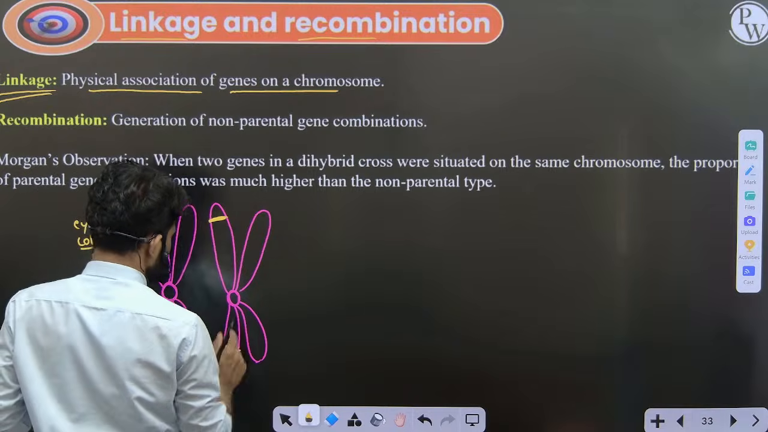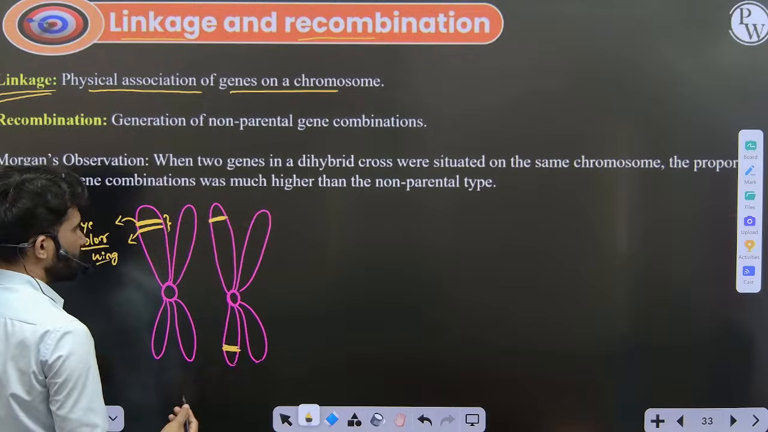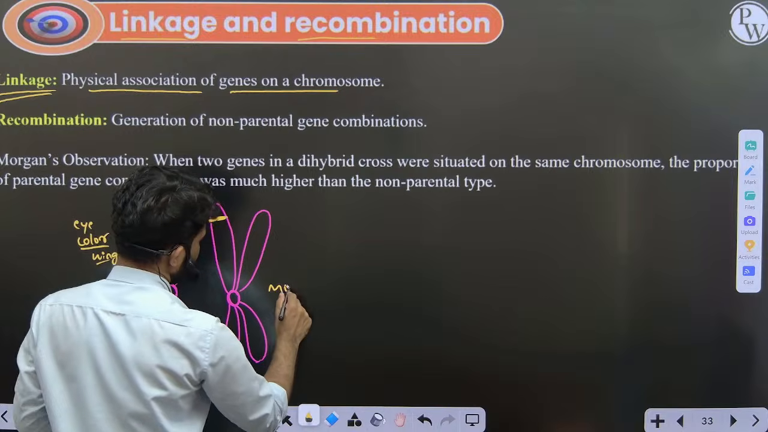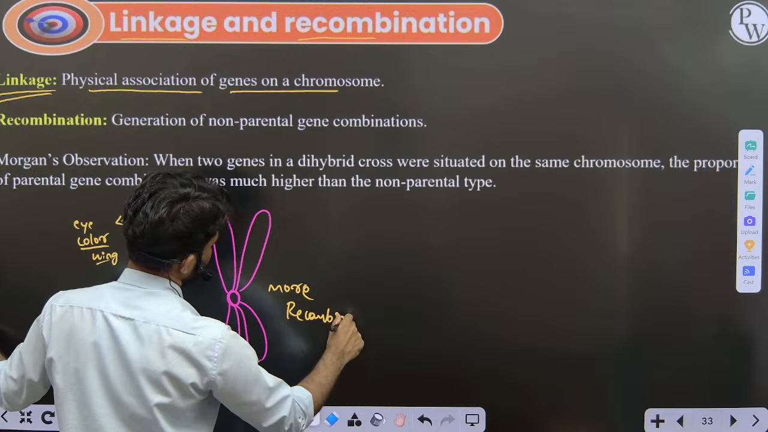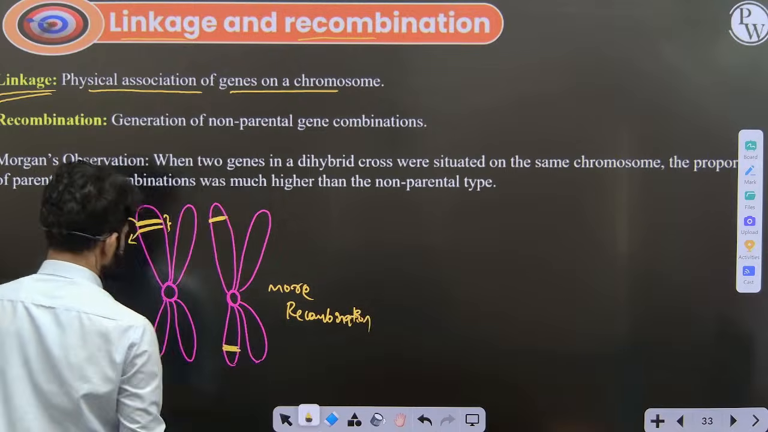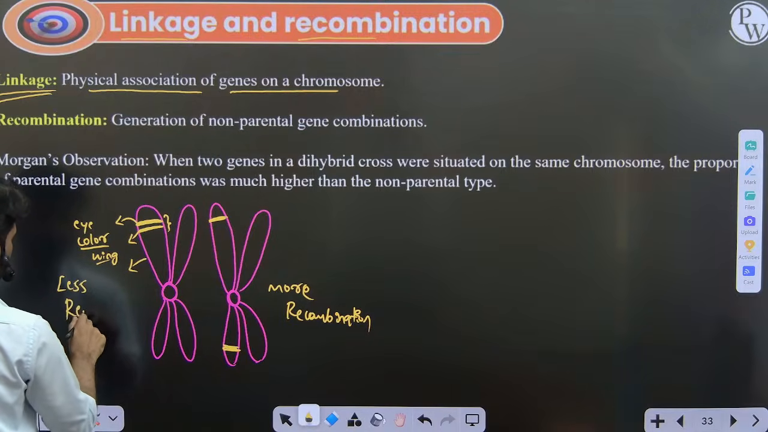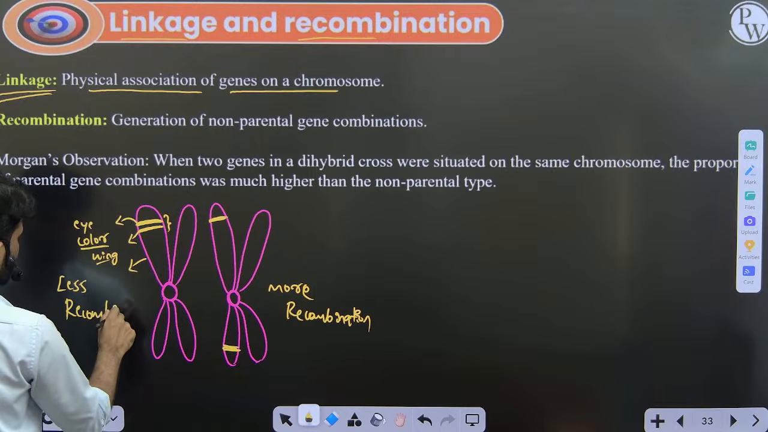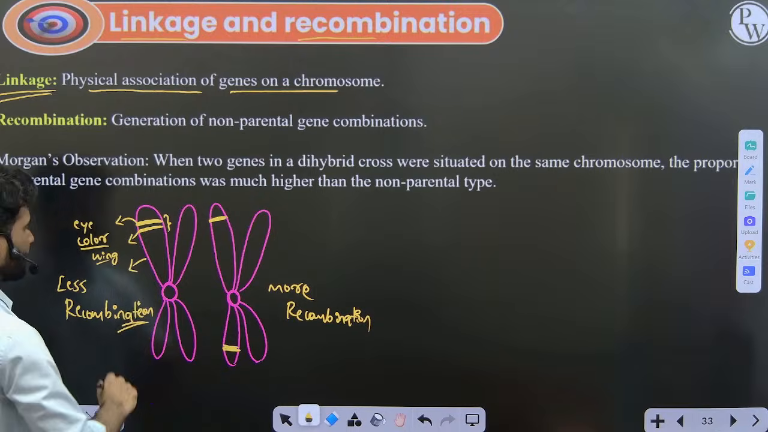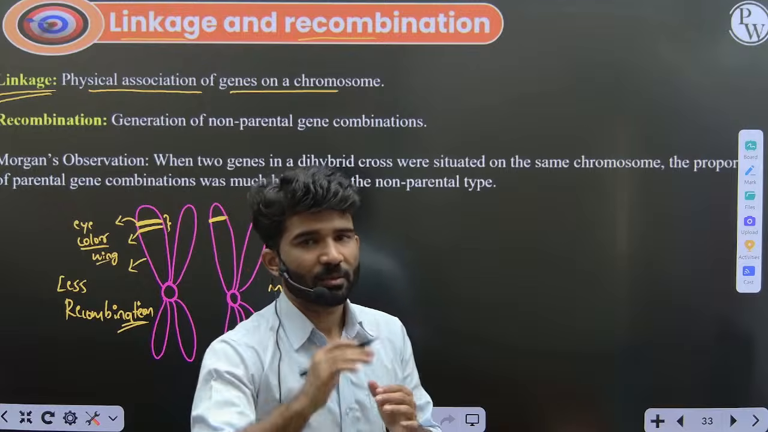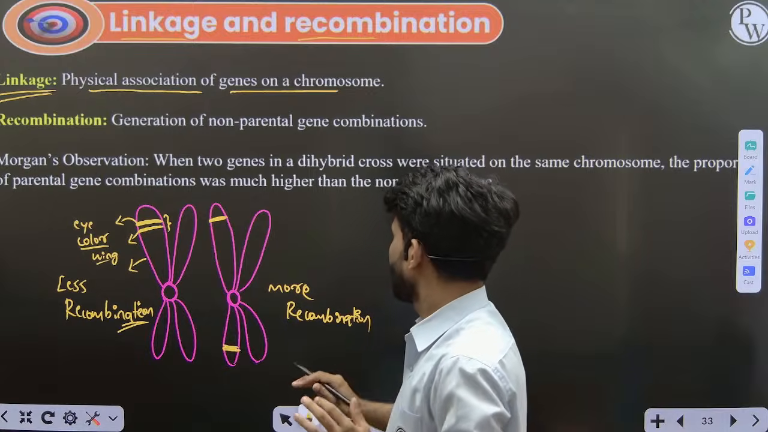Taking the same example, if they are located at different distances, more recombination is possible. That's the concept. When the genes are closely linked, the frequency of recombination is low; when the genes are distantly located, the frequency is more.